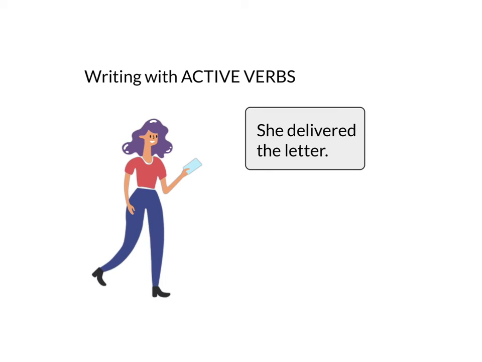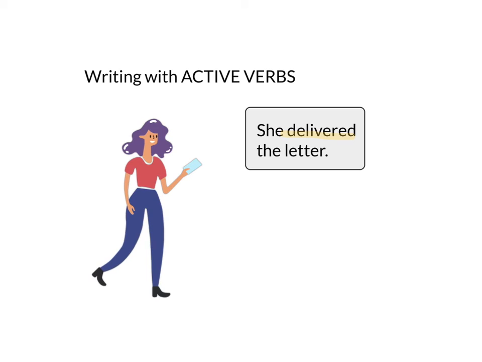In this writing lesson, we're going to be looking at how we can use verbs to our best advantage. And the verbs that we're going to be looking at today are called active verbs, verbs that actually show what the subject of the sentence is doing. So in this picture, I have a girl who has a letter in her hand. The active verb that I'm thinking about is she delivered it.